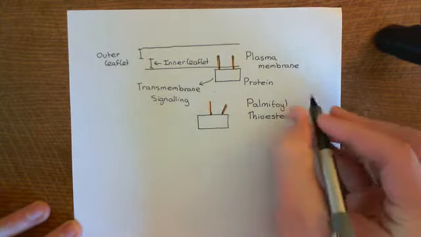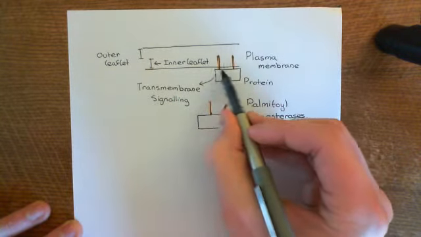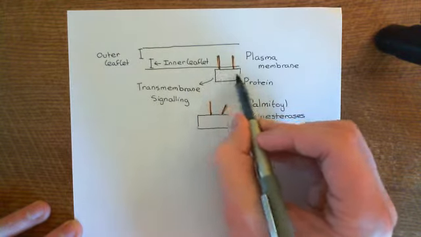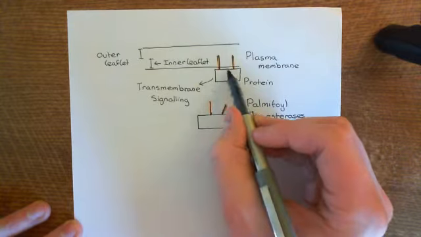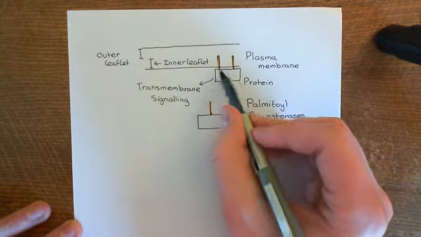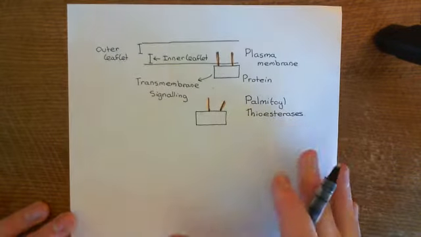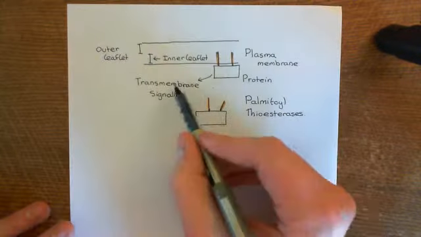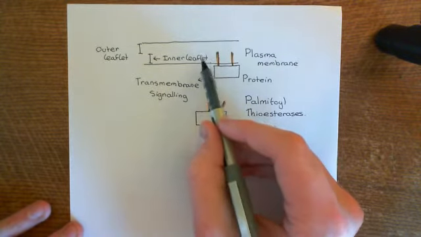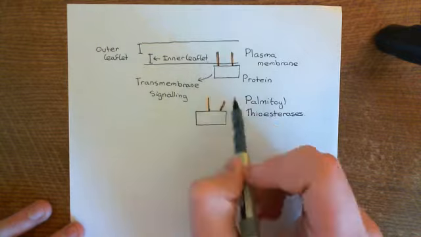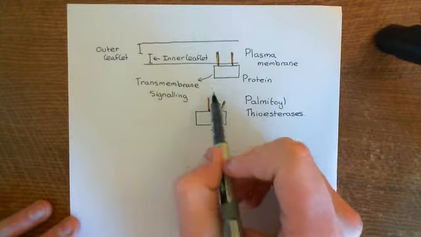What would happen if a palmitoyl thioesterase came along and ripped these palmitoyl groups off this protein, hydrolyzing the thioester links? Well, the protein would now dissociate from the palmitic acid molecules, and it would go back off into the cytoplasm. So what would that mean for the signaling transduction that this protein was taking part in? Well, if the protein is no longer at the inner leaflet of the phospholipid bilayer and is now in the cytoplasm, it may not be able to participate in the signaling cascade anymore.